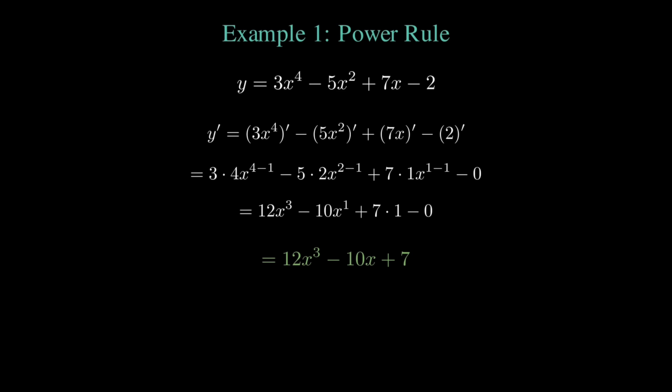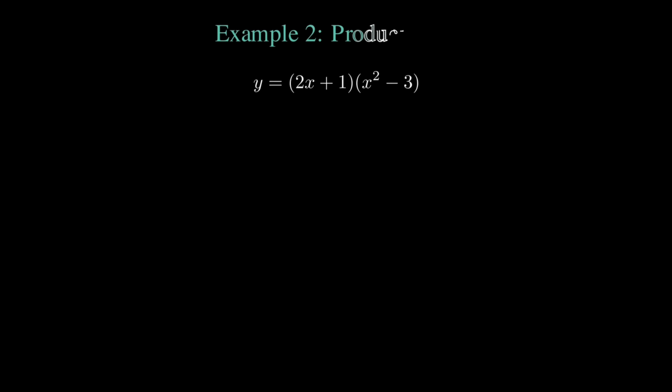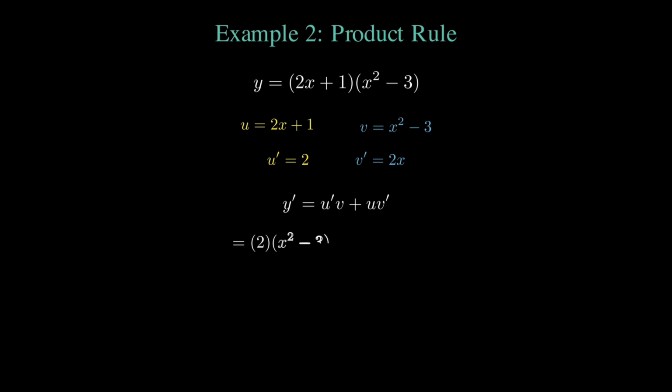Example 2. This time we're using the product rule. We have y equals the quantity 2x plus 1 times the quantity x squared minus 3. Whenever you see two functions multiplied together, think product rule. Let's identify our u and v. Let u equal 2x plus 1 and v equal x squared minus 3. Now find their derivatives. U prime is simply 2 and v prime is 2x. Easy. The product rule says y prime equals u prime times v plus u times v prime. Let's write that out. That's 2 times the quantity x squared minus 3, plus the quantity 2x plus 1 times 2x.